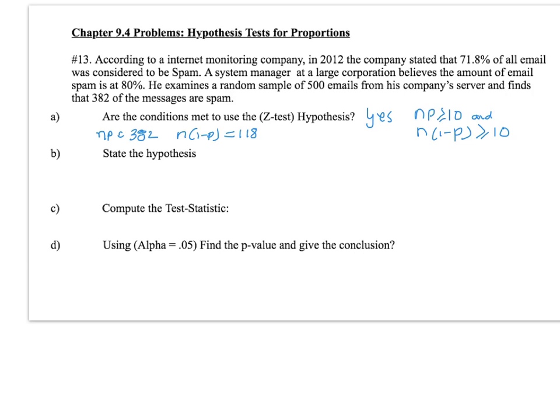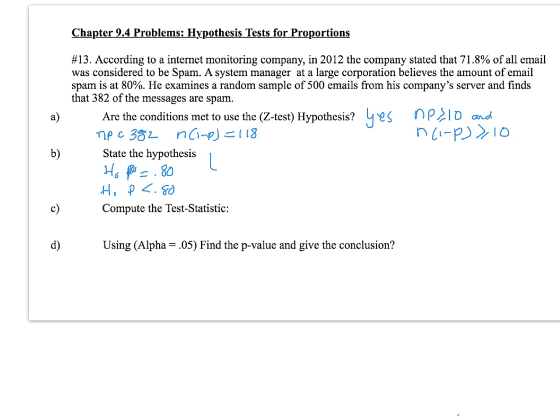In this case, the hypothesis is that mu, or actually in this case p, is equal to 0.80, and the alternative hypothesis is p is less than 0.80. And the reason why is we're going to check to see if the internet monitoring company is correct.